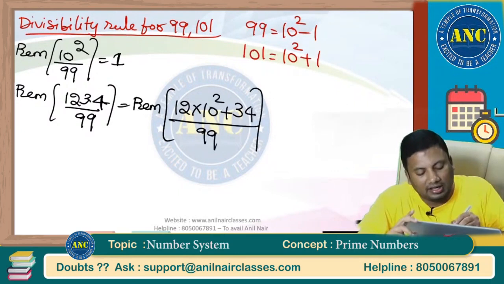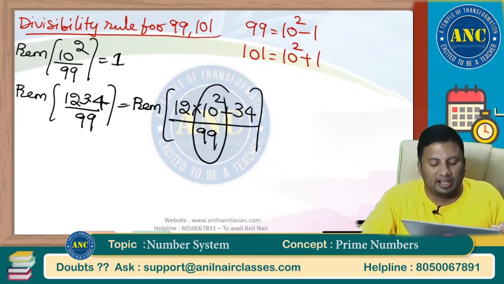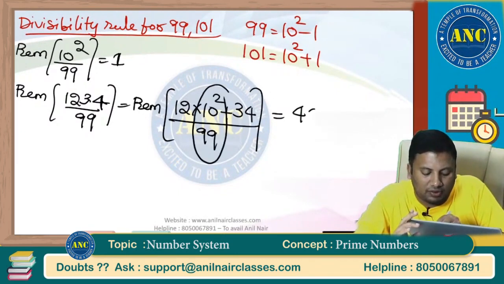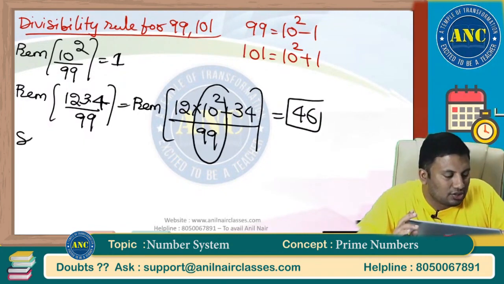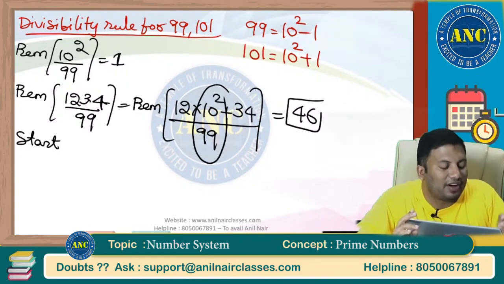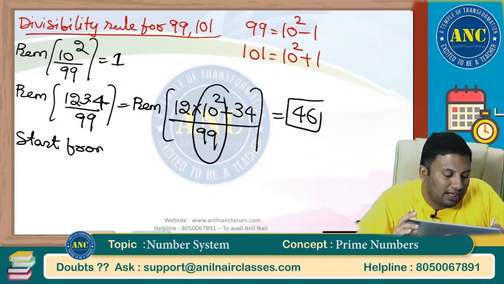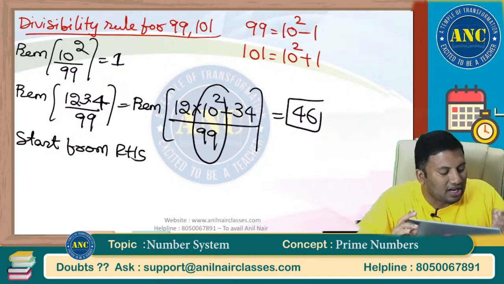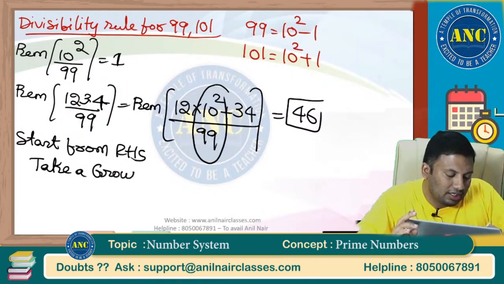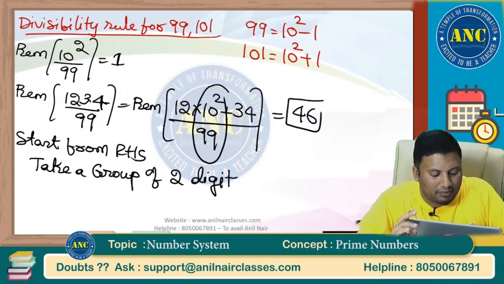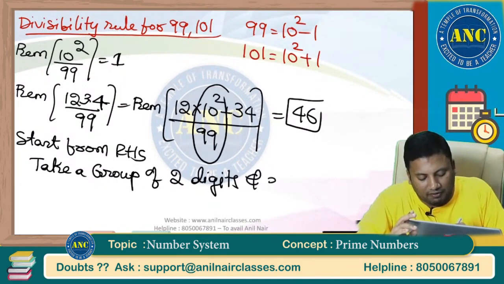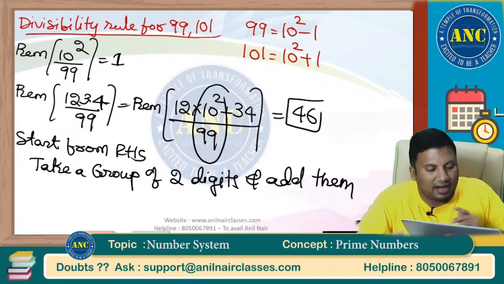Are you all with me? 10 square divided by 99 gives 1. So 34 plus 12. What is the answer? 46. The answer is 46. So what is the divisibility rule for 99? Start from the right hand side. Take a group of 2 digits and add them. This is the divisibility rule for 99.